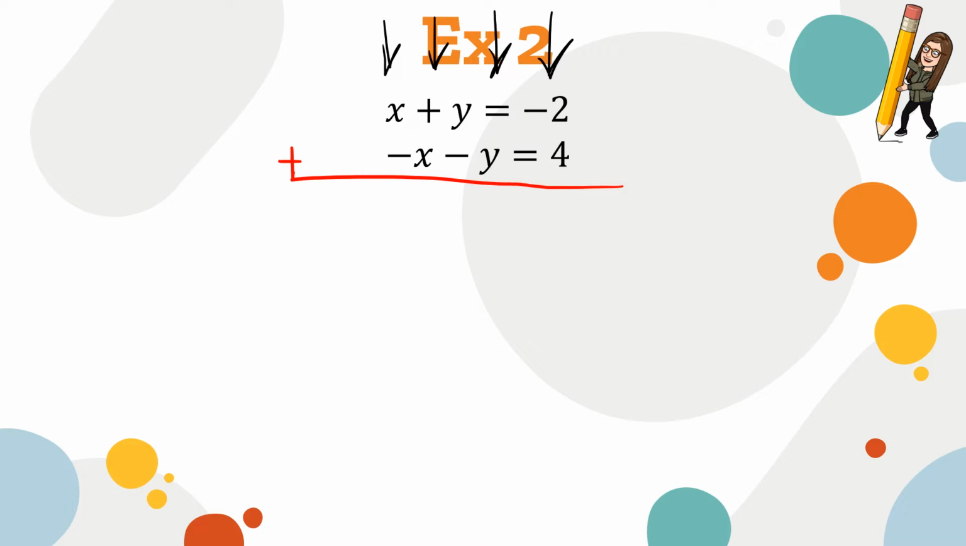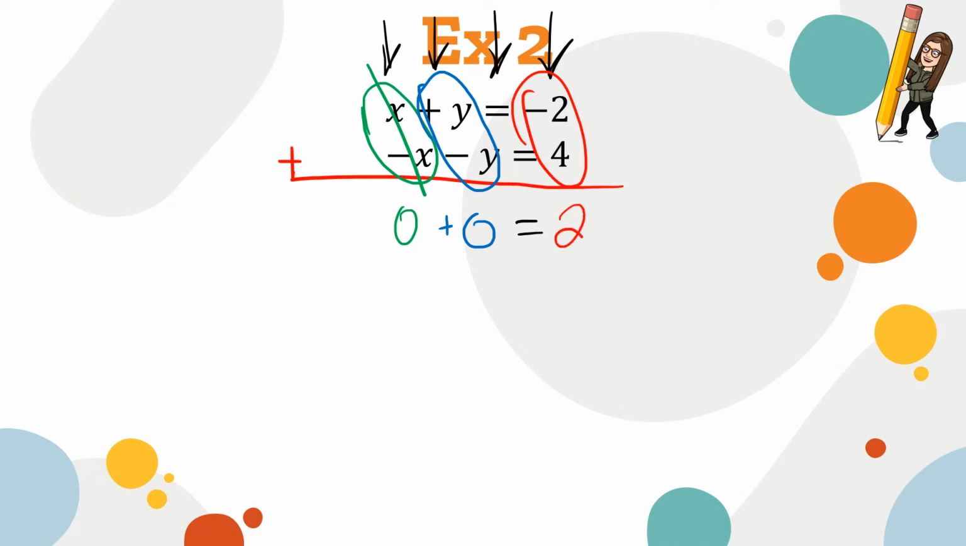So if I combine, what's x plus -x? That's 0. Interesting. Let's go again. What's positive y plus -y? 0. Okay, let's drop down the equals. What is -2 plus 4? 2. Let's simplify that. Is 0 equal to 2?